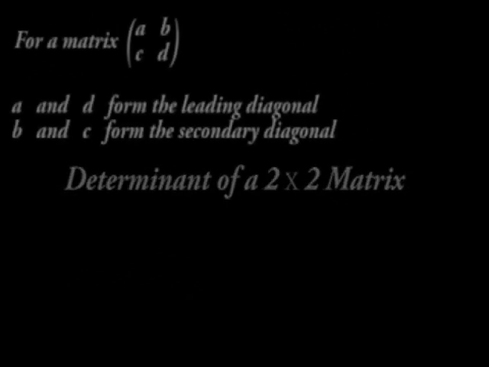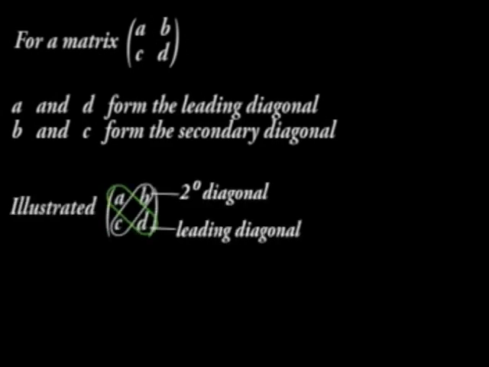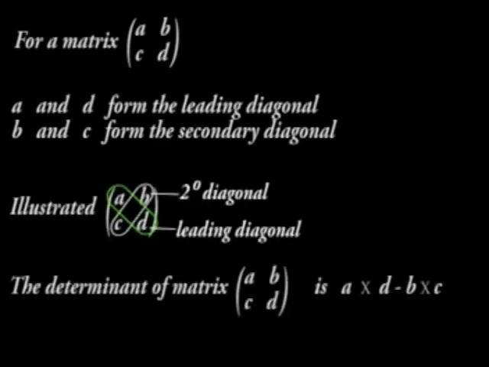Determinant of a 2 by 2 matrix. For a matrix A, B, C, D, A and D form the leading diagonal. B and C form the secondary diagonal. This is illustrated below. The determinant of a matrix A, B, C, D is given by A times D minus B times C.